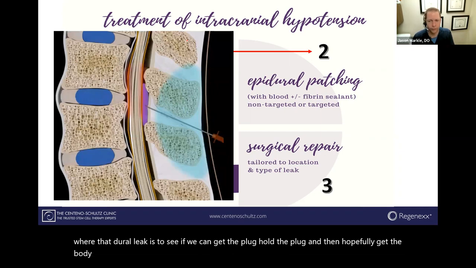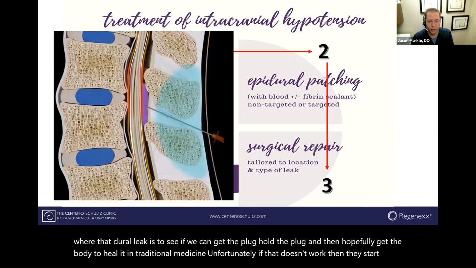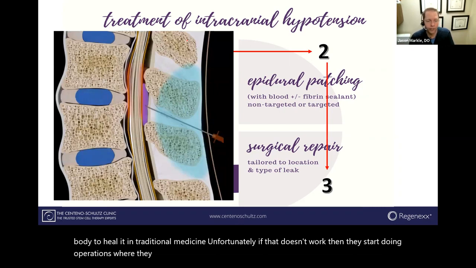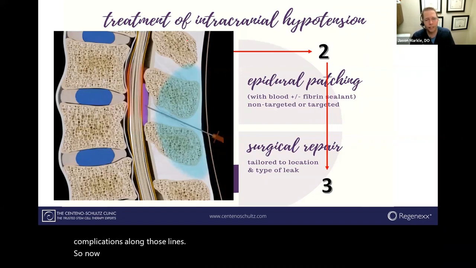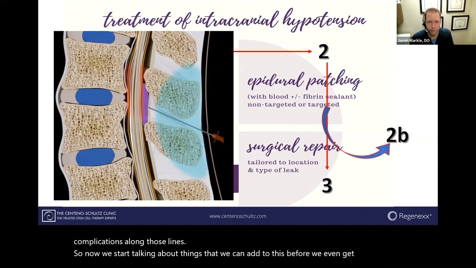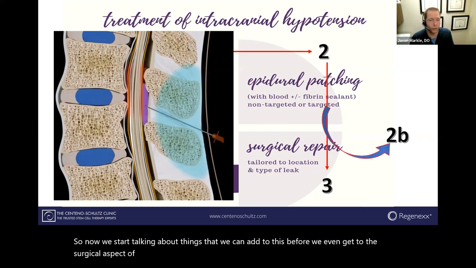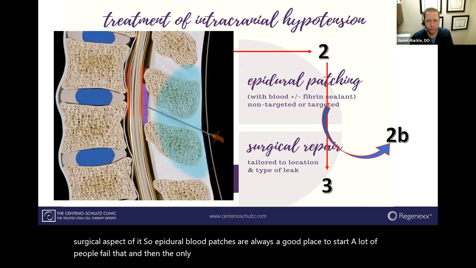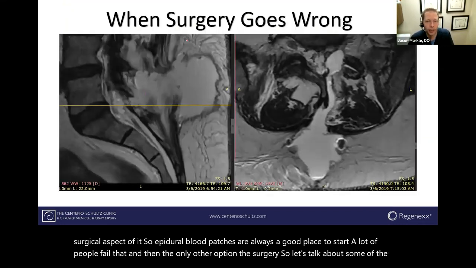In traditional medicine, unfortunately, if that doesn't work, then they start doing operations where they go in and surgically repair the hole, and that can lead to some other complications along those lines. So now we start talking about things that we can add to this before we even get to the surgical aspect of it. So epidural blood patches are always a good place to start. A lot of people fail with that, and then the only other option is surgery. So let's talk about some of the regenerative medicines or orthobiologic options.